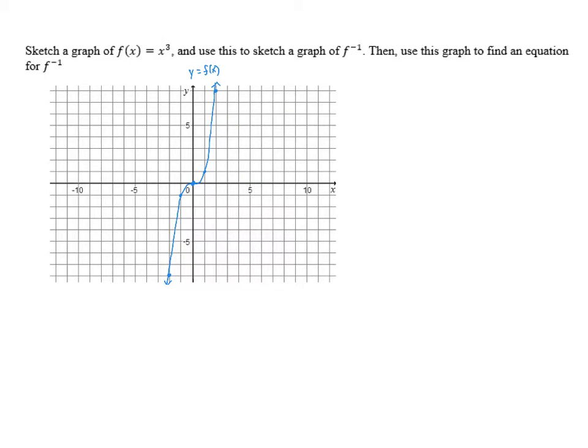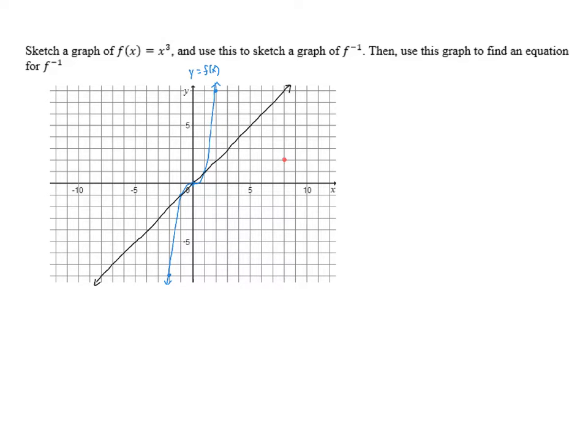Now, for the inverse function, we need to reflect this across the line y equals x. So we need to take each point that's on our graph and find its reflection on the other side. If we look at the point up here, this is the point (2, 8). If we reflect it across the graph, we'll end up with the point (8, 2).